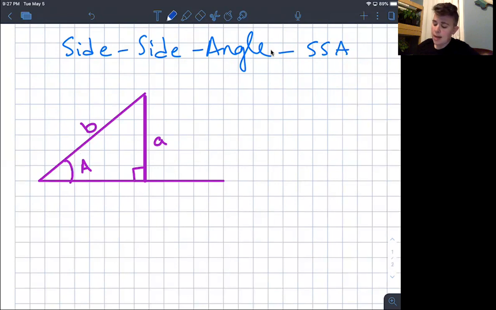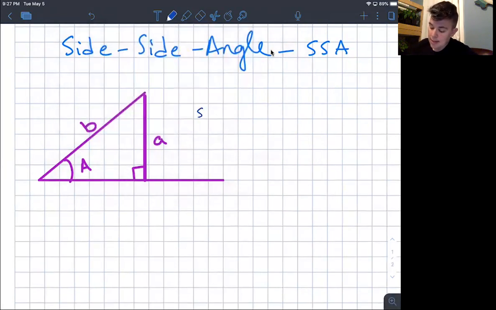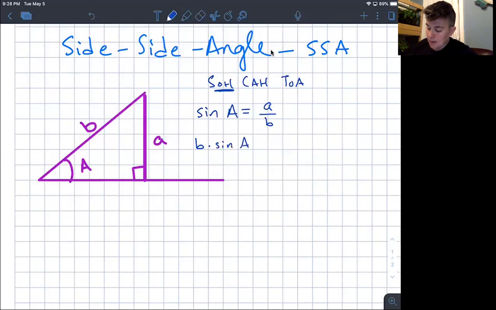Follow me here, I know that the sine of angle A is equal to, SOHCAHTOA, sine is opposite over hypotenuse, so that's going to be A over B, right? You with me so far? So the sine of angle A is A over B, which means side A is going to be equal to B times the sine of A. Okay, you with me? Feeling good?